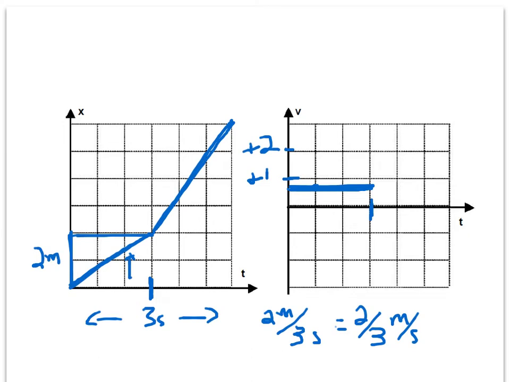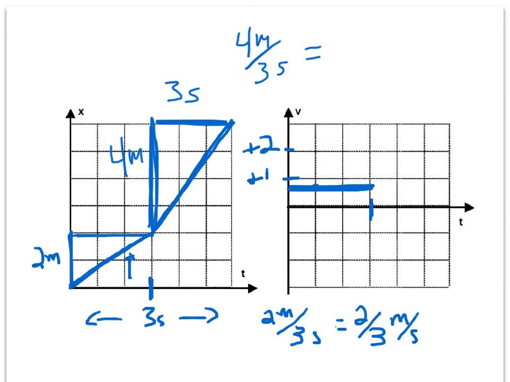The second part of my graph, same thing, let's just find the slope. So my rise is now 4 meters. My run is 3 seconds. So my slope is 4 meters over 3 seconds, which is 1 1/3 meter per second. So at 4 seconds it's 1 1/3, at 5 seconds it's 1 1/3, at 6 seconds it's 1 1/3. So 1 1/3 may be right there.